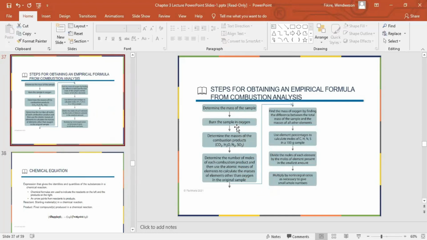Here is something a little bit different. The steps for obtaining the empirical formula from combustion analysis. Determine the mass of the sample, burn the sample in oxygen, determine the mass of the combustion products, whether it is carbon dioxide, water, nitrogen, or sulfur oxides, and determine the number of moles of each combustion product. Then use the atomic mass of the element to calculate the mass of each element other than oxygen in the original sample. Then find the mass of oxygen by finding the difference between the total mass of the sample and the mass of all other elements. Use element percentage to calculate moles of carbon, hydrogen, nitrogen, and sulfur in 100 grams of sample. Divide the moles of each element by the moles of the element present in the smallest amount, and multiply by factors to convert non-integral ratios to small whole numbers. These are the steps to determine the empirical formula from combustion analysis.